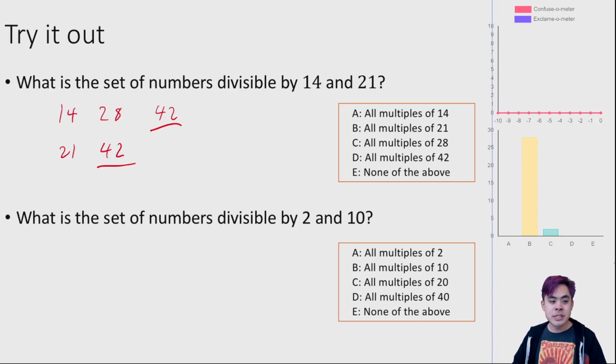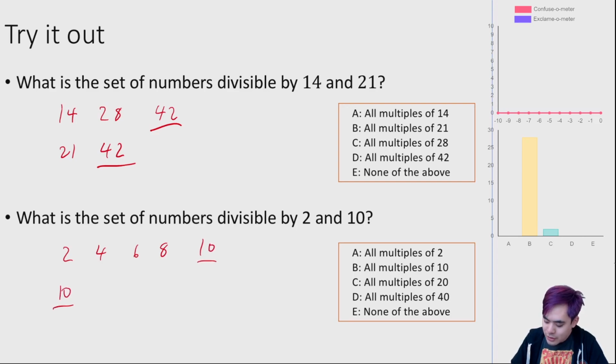So most people here are saying all multiples of 10. It is, of course, true that all multiples of 20 would always be divisible, but it's not the entire set of numbers. And we can figure this out because, well, let's take a look. 2, 4, 6, 8, 10, and 10. Note that 10 is the least common multiple of 2 and 10. And so the answer here is actually B. Note that if one of the numbers is divisible by the other number, then that means that the least common multiple is just the bigger number.